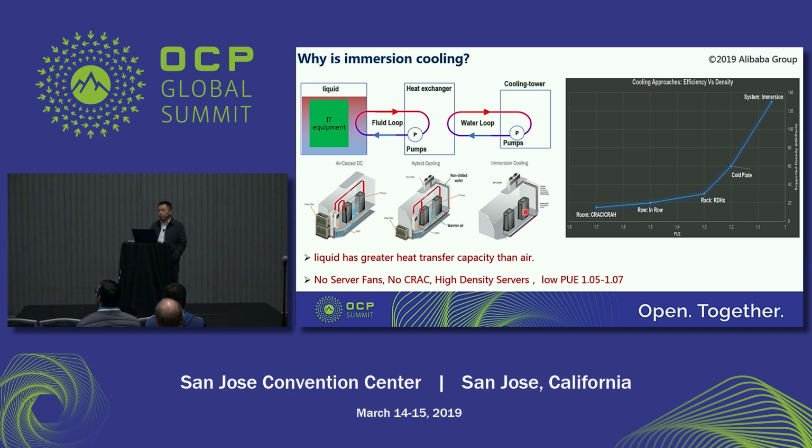Less power is used by using liquid that has greater heat transfer capacity. On the premise of stable cost, air cooling can only hold about 25 to 30 kilowatts per rack heat dissipation. Immersion cooling can hold about 100 kilowatts per tank, an increase of 300%.